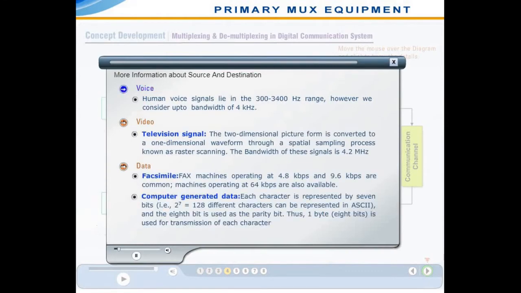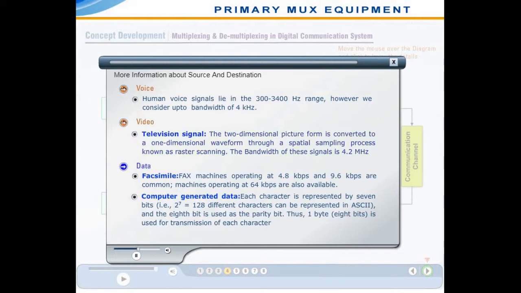Voice. Human voice signals lie in the 300 to 3400 Hz range. However, we consider bandwidth up to 4 kHz. Video. Television signal. The two-dimensional picture form is converted to a one-dimensional waveform through a spatial sampling process known as raster scanning. The bandwidth of these signals is 4.2 MHz.